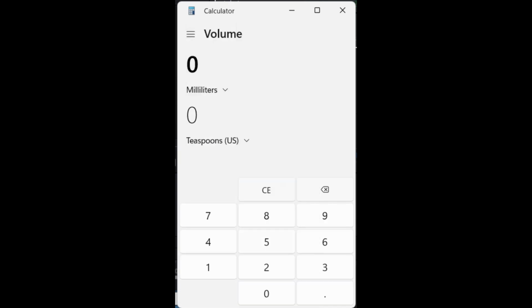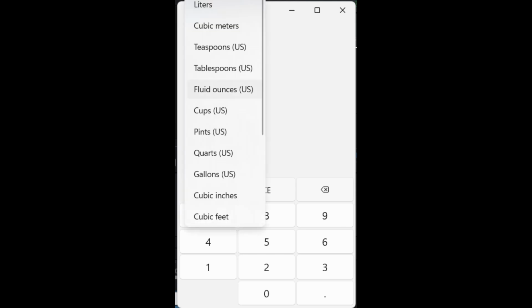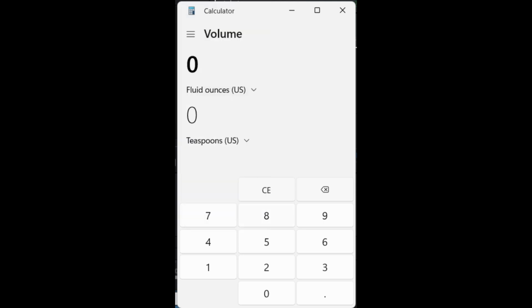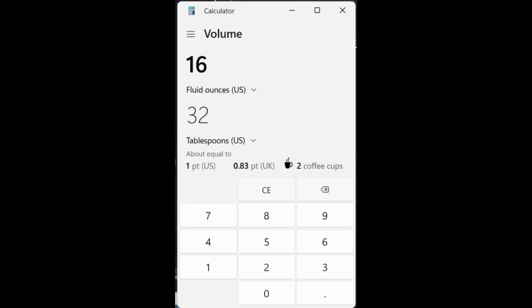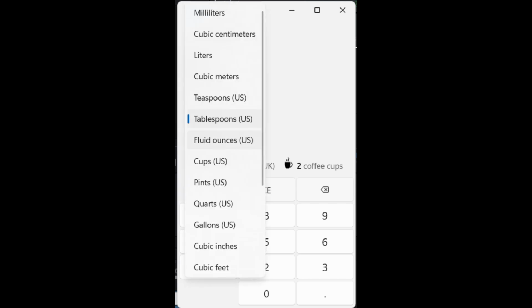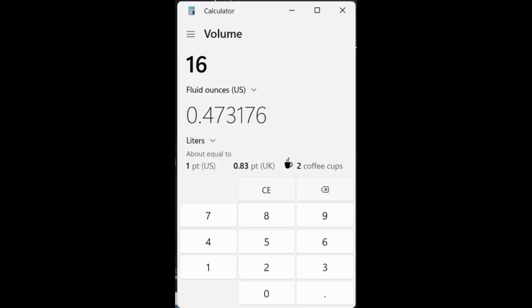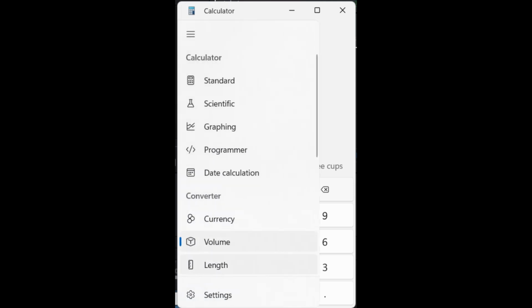You've got things like volume. So you can say, oh, fluid ounces, all right? So let's say I've got 16 fluid ounces. That's equal to 96 teaspoons. It's also 32 tablespoons. You can go in here and say, how many liters? 0.473176 liters is equivalent to 16 fluid ounces. So this is actually really nice. And I'll be honest, I haven't played around with this one before with the volume. I'm kind of going through that for the first time.